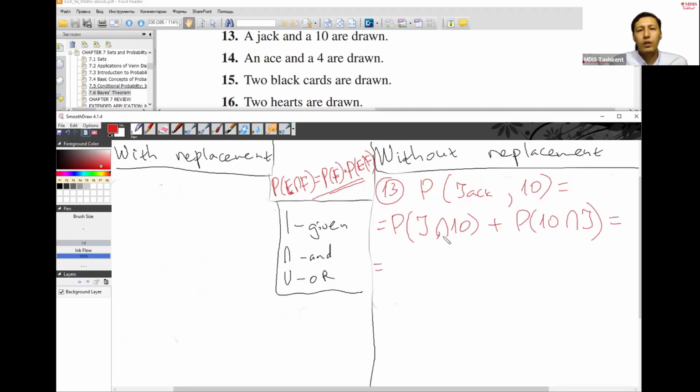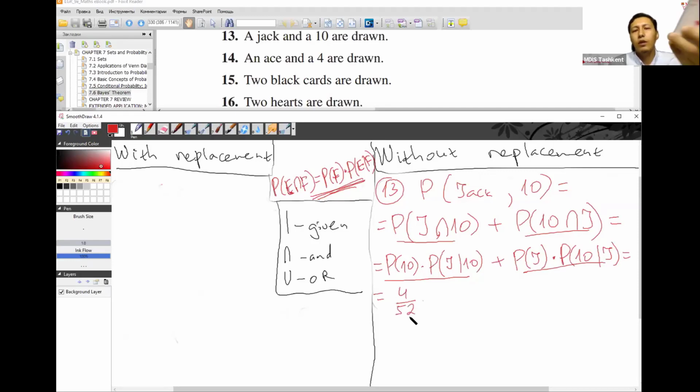So first one, jack and 10. We use this formula: P of 10 times P of jack when first one is 10, plus P of jack times P of 10 when it is jack. You separate this into two like this. For each, you use this formula, the product rule. Then you find the probability of choosing 10. How many 10s do we have? We have 4 out of 52. 4 10s here. Now we take out a 10.